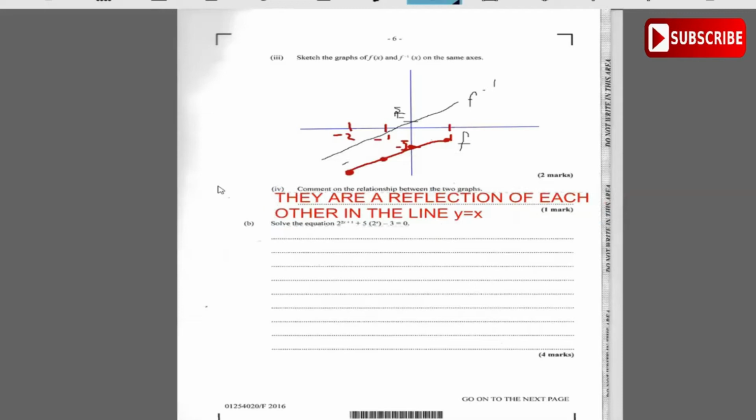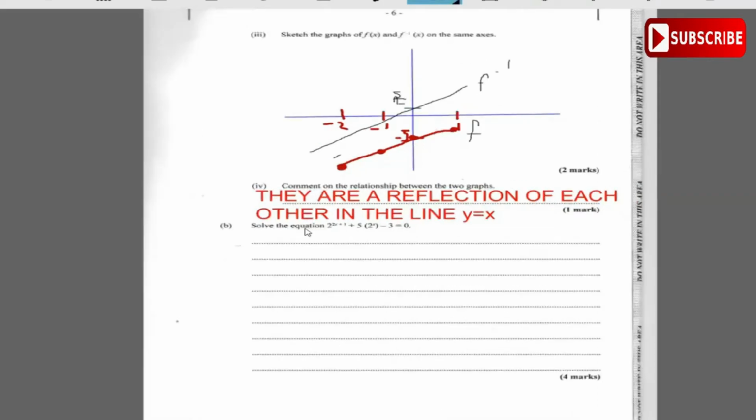All right, so that's it. They're a reflection of each other in the line y equals x. Now it's saying to solve the equation 2 to the 2x plus 1 plus 5 times 2 to the x minus 3 equals 0.